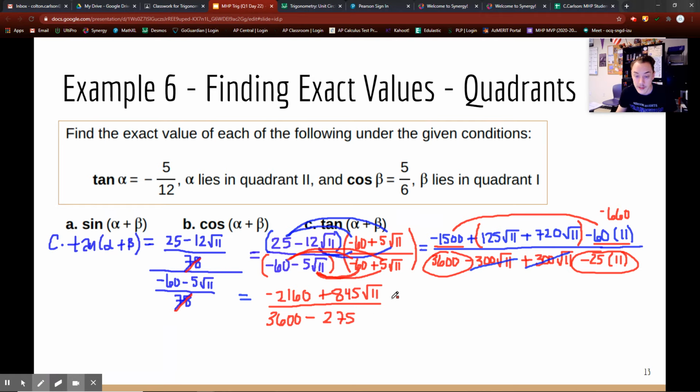Okay? 25 times 11 is 275. Now, when I equal this, my numerator is totally simplified as of right now. Okay, we will simplify it a little bit more, so I'm just going to rewrite it. We're almost there, guys. We're almost there. Okay, and then now 3,600 minus 275 is 3,325. Now notice every single term has a factor of 5 in it.